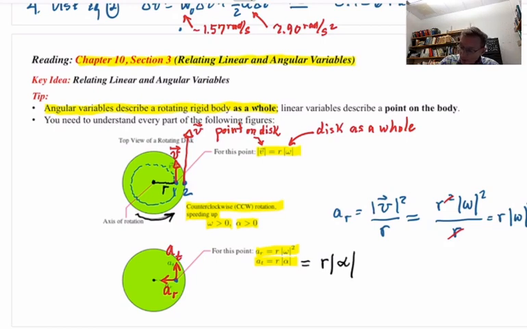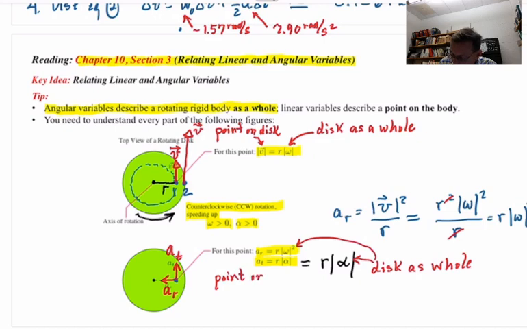Now, whether we're talking about the omega squared or the alpha on the right-hand side of these two equations, here or here, those are rotational or angular variables. They describe any point on the disk as a whole. But A tangential and A radial are linear, and they refer to a specific point on the disk.